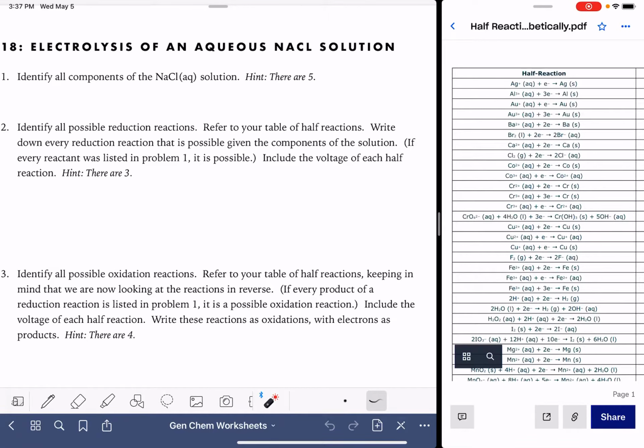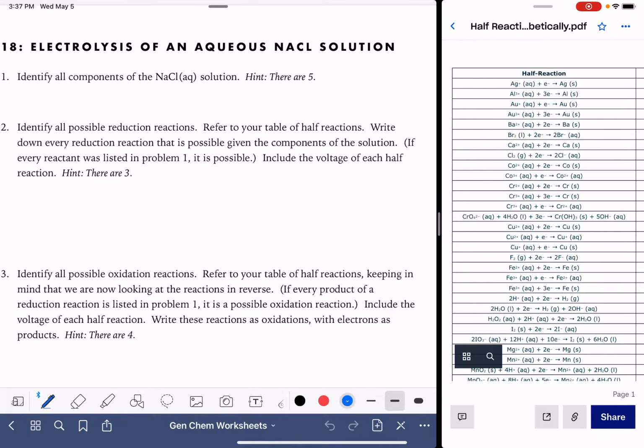On this worksheet, we are going to be solving an electrolysis problem where we are working with an aqueous salt solution. We're going to start with an aqueous sodium chloride solution. And in this problem, we're going to calculate the voltage necessary for the electrolysis, and we're also going to calculate or determine the products that are made during the electrolysis process.